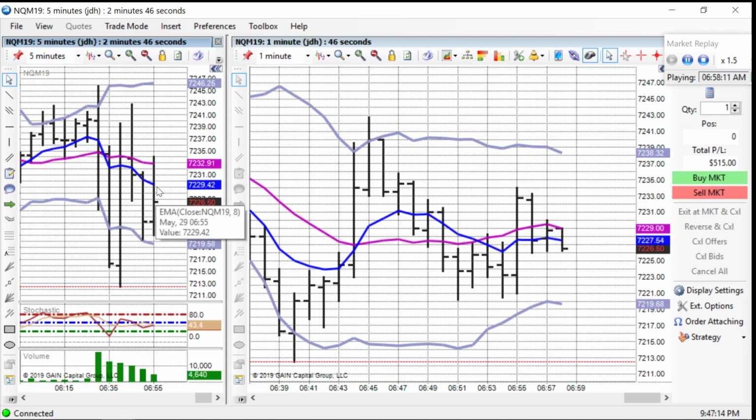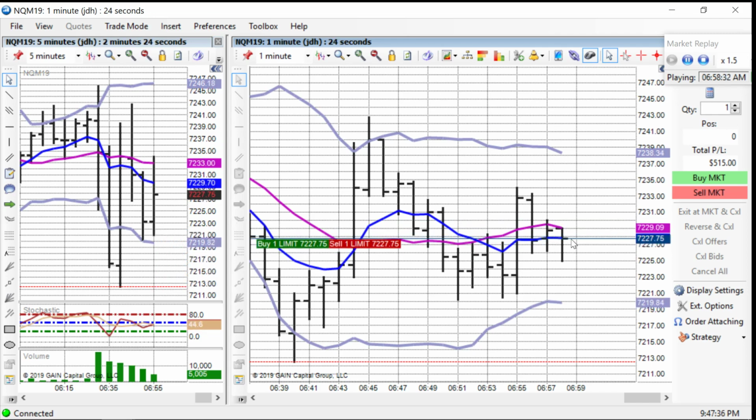So if we trade below this close right here, you know, if you have a bar that comes up against the 8 EMA line and then trades back through the close on the 5-minute chart, that would be a signal to go short, concurrent with what's happening on the 1-minute chart.